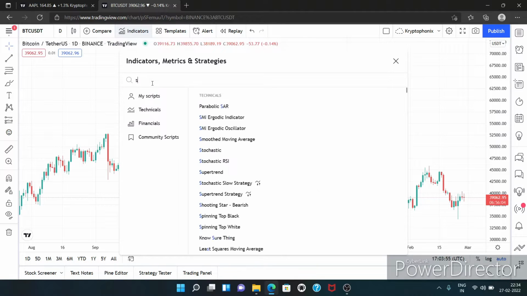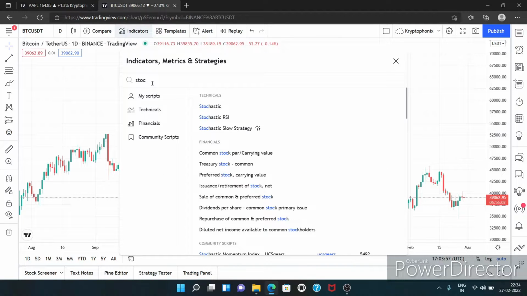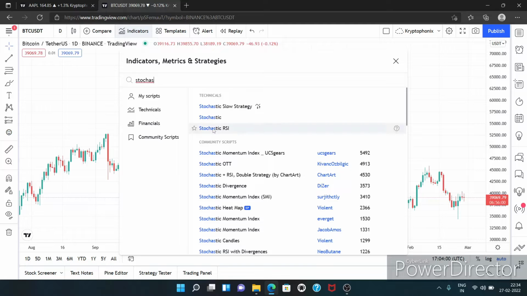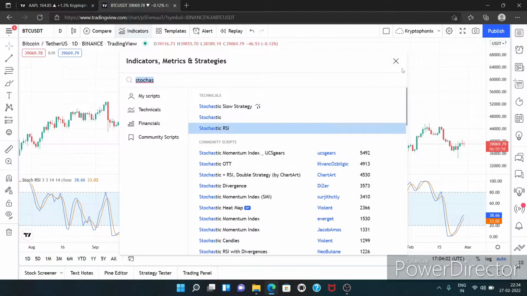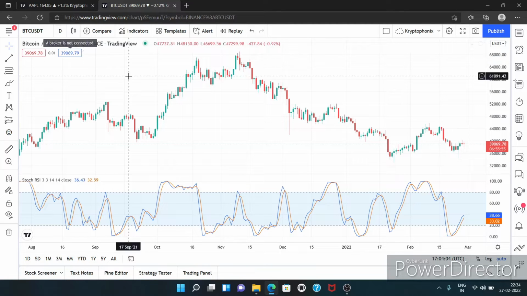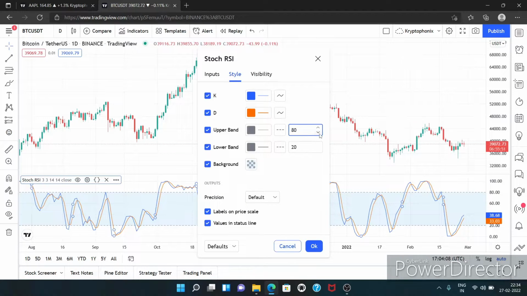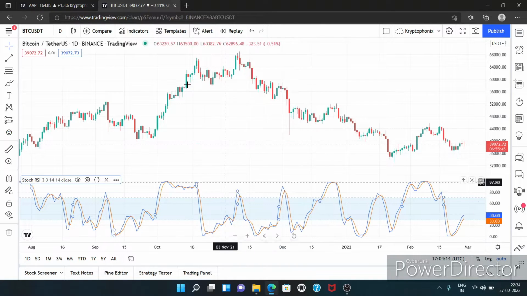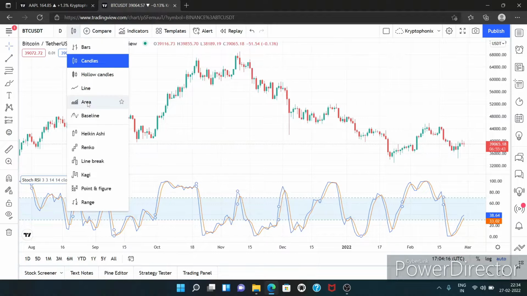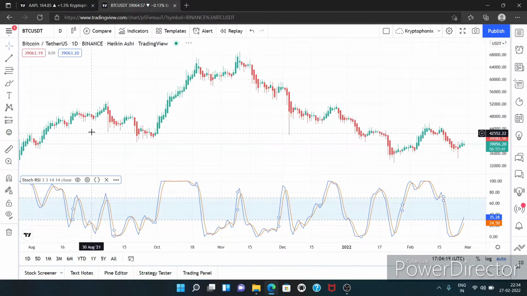We'll be inserting stochastic RSI, and then changing the setting from 80 to 70 for the upper band, for the lower band 30, and changing the candles to Heiken Ashi candles.